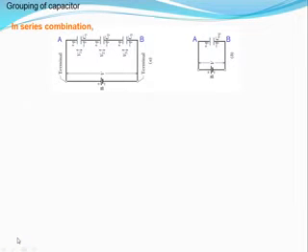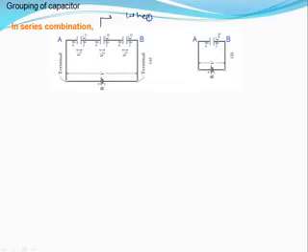Now I will discuss the grouping of capacitors, like you people have done in class 10th, combination of resistance. So firstly, capacitors are said to be connected in series if the charge on each capacitor is the same. So I am writing the very brief definition.